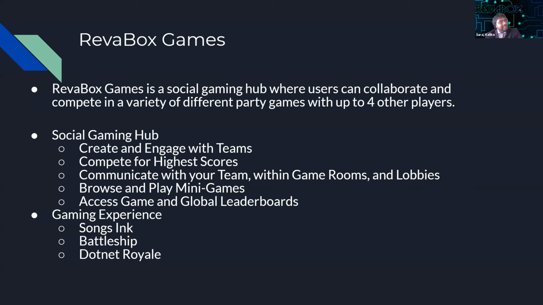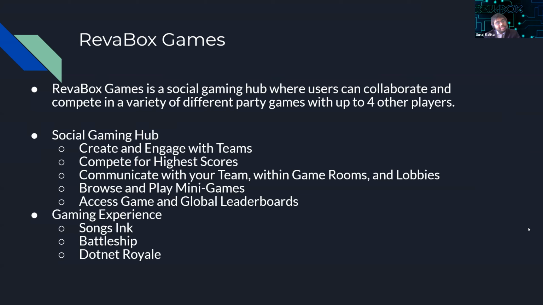So Revobox Games is a social gaming hub. Users can collaborate and compete in very different types of party games with up to 4 different players. You can create teams, compete for scores, and talk to your teams within lobbies and the game rooms. You can browse different games and access the leaderboard. And you have 3 different types of gaming experience: SongSync, Battleship, and .NET Royale.